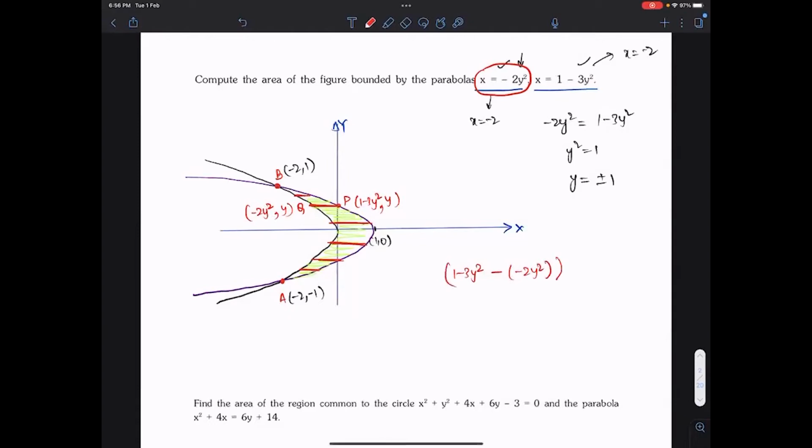And what is the height of this rectangle? dy. Now you need to add all these rectangle areas. From where to where? Y coordinate is changing from -1 to 1. So -1 to 1. So if you integrate from -1 to 1, now this will be 1 minus y square dy. You will get your answer. Okay, simple integration only.